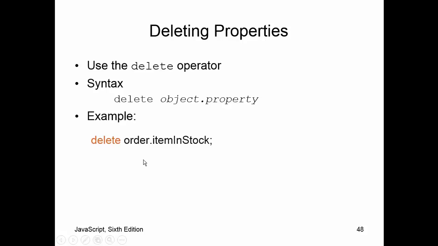Okay? Well, if you want to be able to create your own object, you want to be able to delete your own object because maybe you're not using it anymore. All right. So in order to remove an object, you use the delete operator. Okay? You can use that to delete properties.